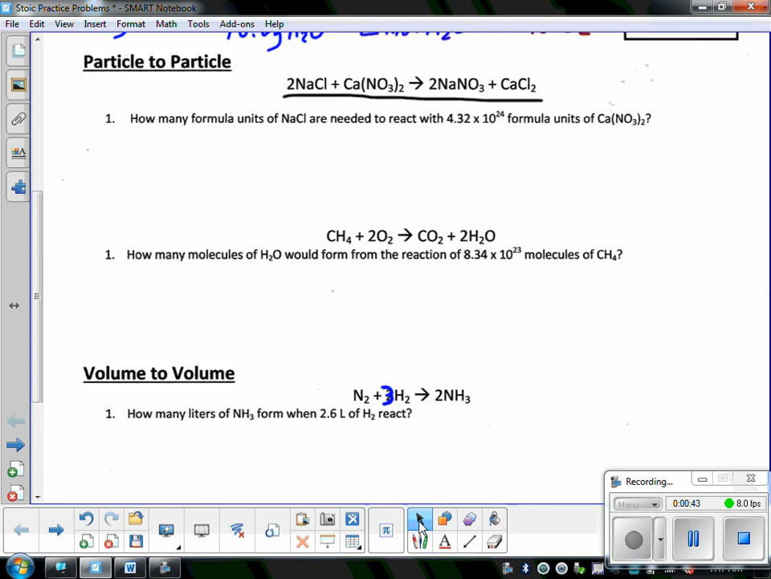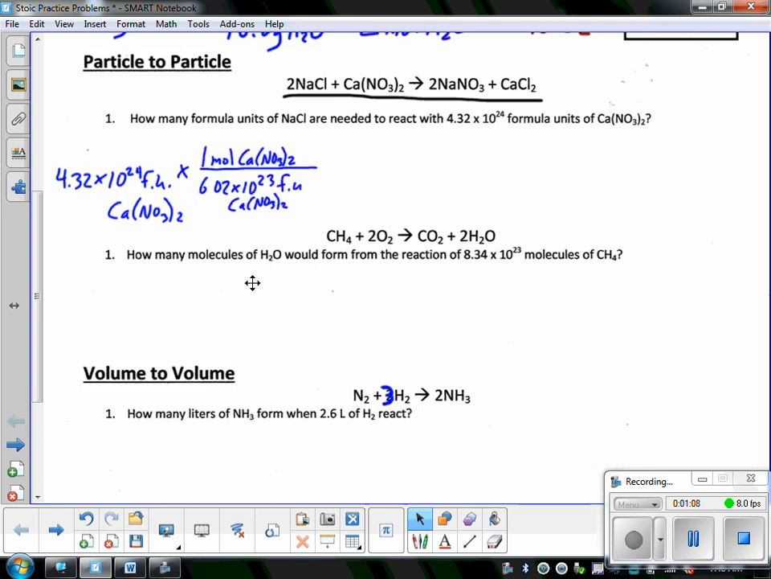So number one, how many formula units of NaCl are needed to react with 4.32 times 10 to the 24th formula units of CaNO3? So we know that we have this 4.32 times 10 to the 24th formula units, right? We're going to convert that into the moles of CaNO3. So we don't need molar mass, right? Because in this case, we want the formula units to cancel out.